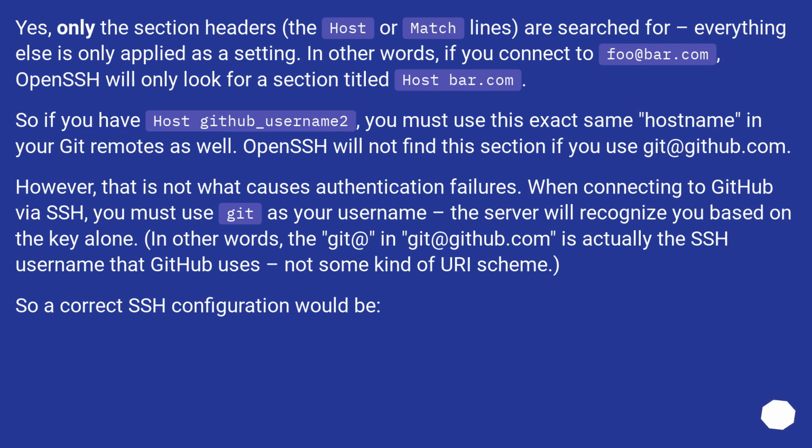Yes, only the section headers, the Host or Match lines, are searched for. Everything else is only applied as a setting. In other words, if you connect to foo@bar.com, OpenSSH will only look for a section titled Host bar.com. So if you have Host github_username2, you must use this exact same hostname in your Git remotes as well. OpenSSH will not find this section if you use git@github.com.